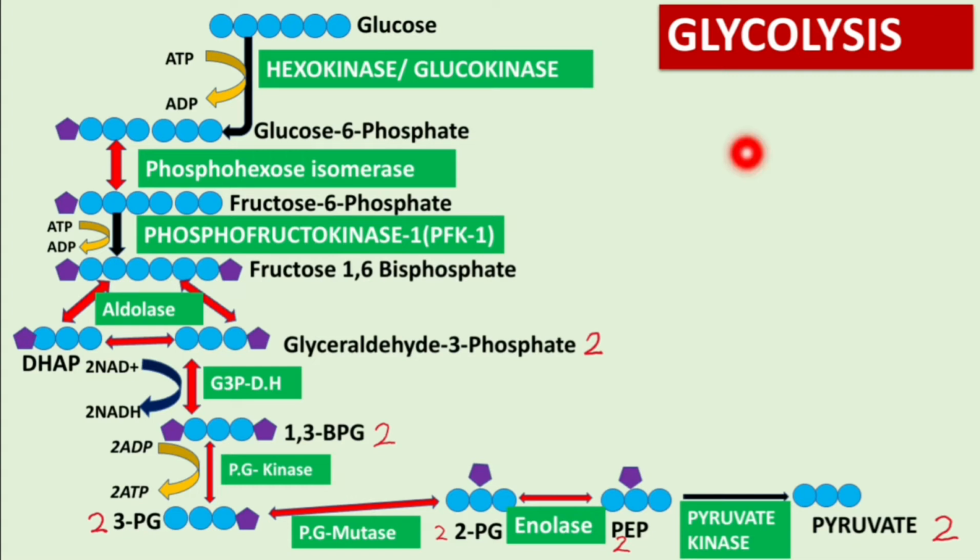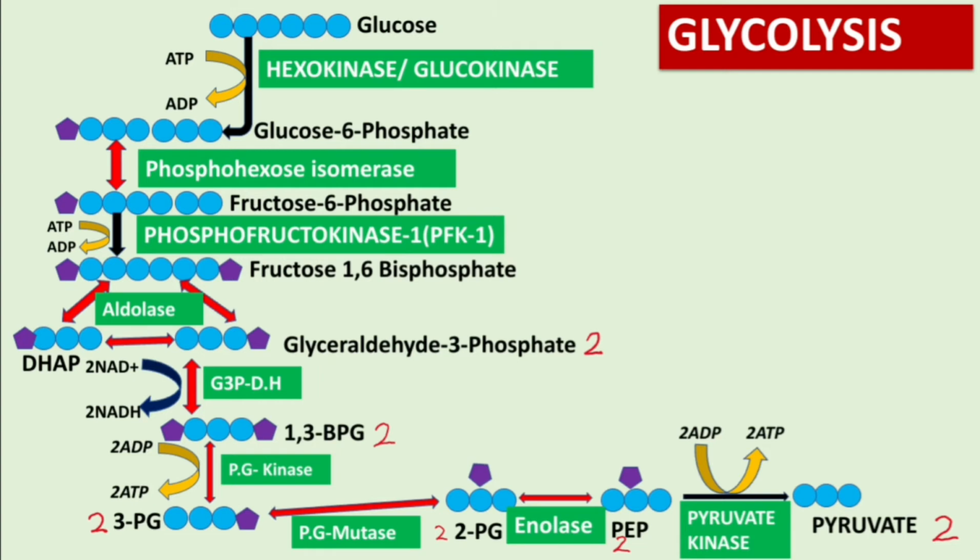So I want you to remember this pathway. The first step of glucokinase or hexokinase, and this step of phosphofructokinase 1, and then this last one, pyruvate kinase. It's very important. So there is another pathway. Okay, so here is a kinase.